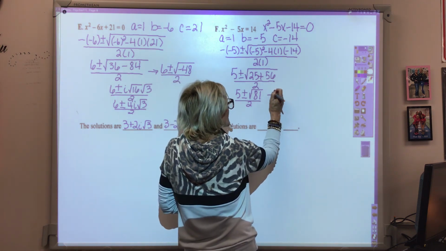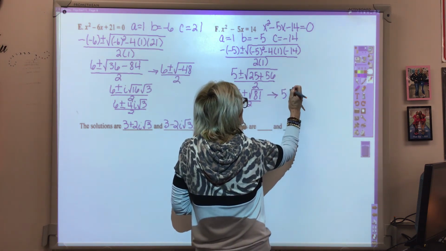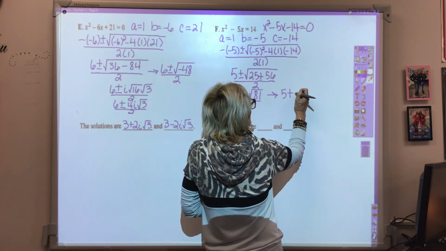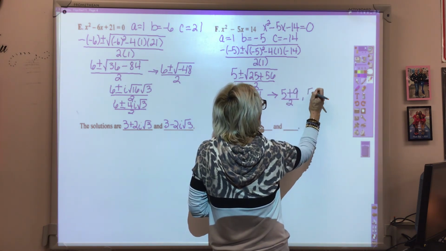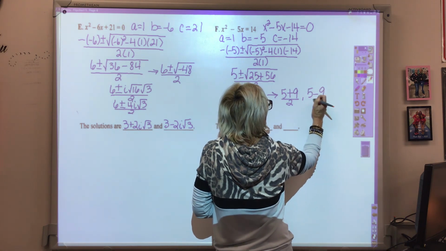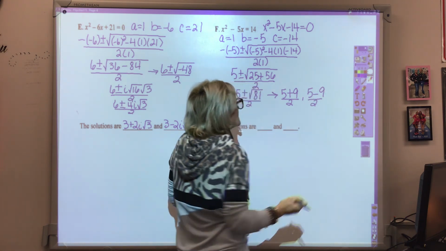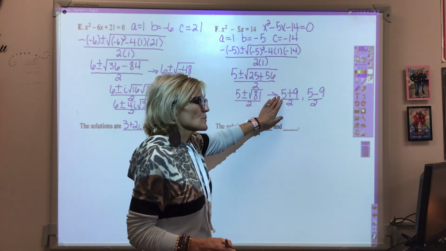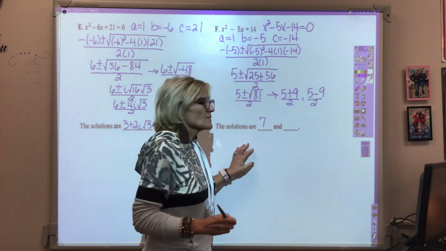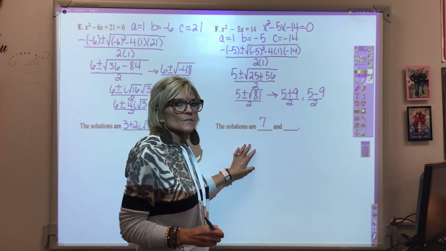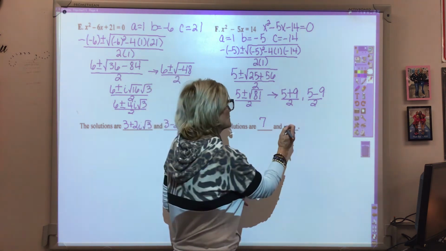Now that's going to simplify to 5 plus 9 over 2 and 5 minus 9 over 2. 5 plus 9 is 14 over 2 would be 7. And 5 minus 9 is negative 4 over 2 would be negative 2.